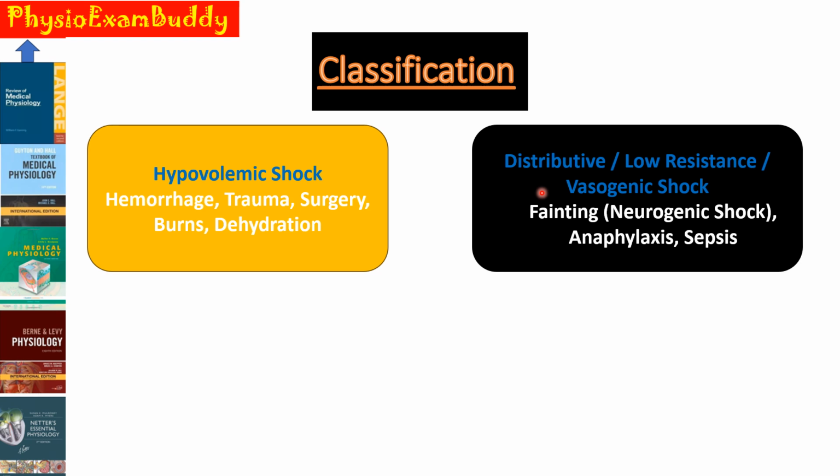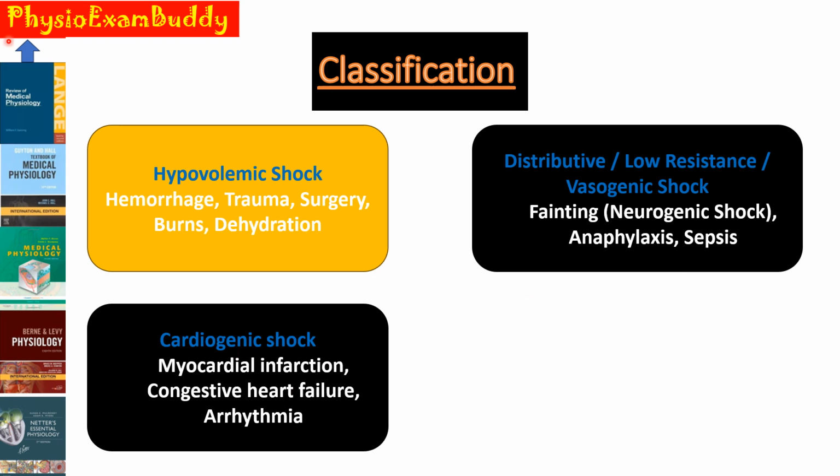Second type of shock is the distributive shock. Here, the blood volume is normal, but the capacity of the circulation is increased by marked vasodilatation. That is why it is also known as low resistance or vasogenic shock. The shocks coming under this are due to fainting because of neurogenic shock, that is marked vagal stimulation, or it can be due to anaphylaxis as well as sepsis.